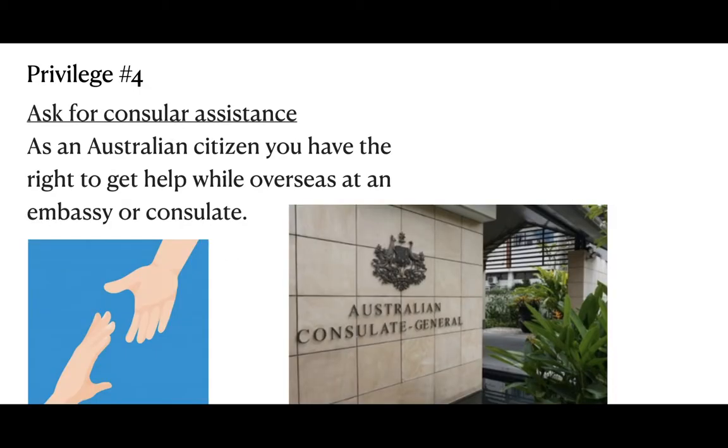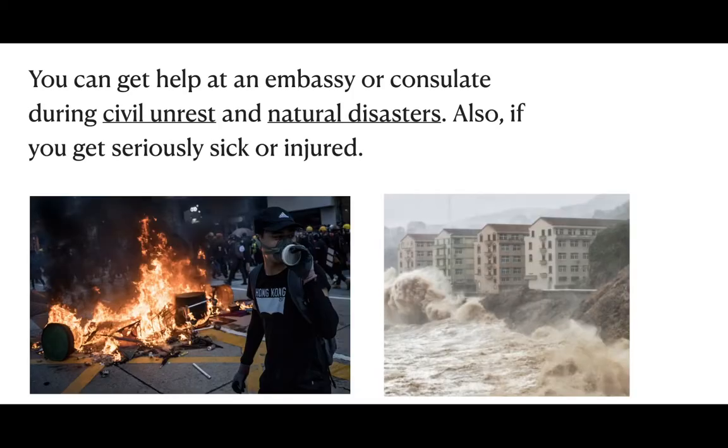Privilege number 4. You can ask for consular assistance. As an Australian citizen, you have the right to get help while overseas at an embassy or consulate. You can get help at an embassy or consulate during civil unrest and natural disasters. Also, if you get seriously sick or injured.